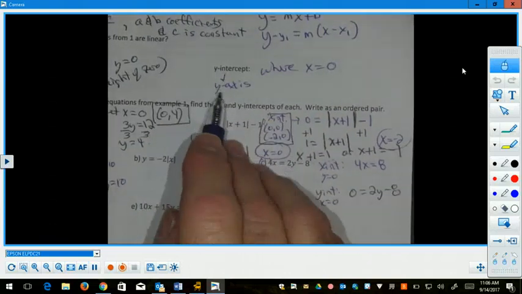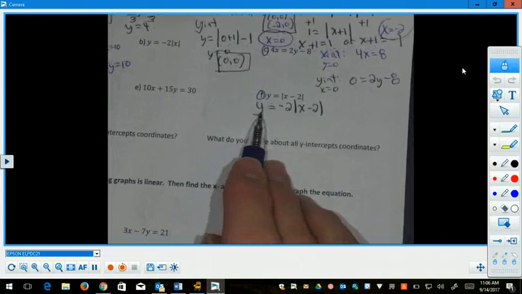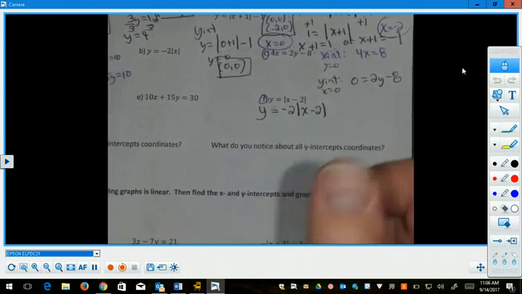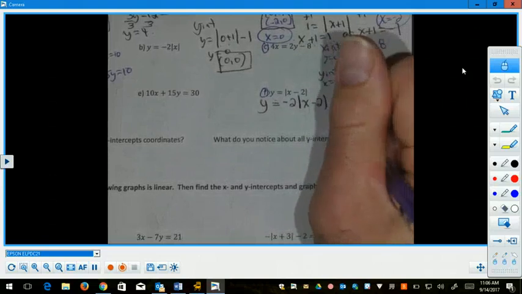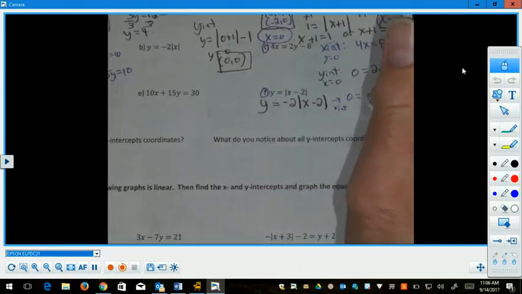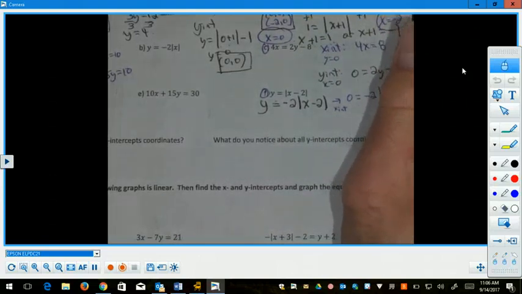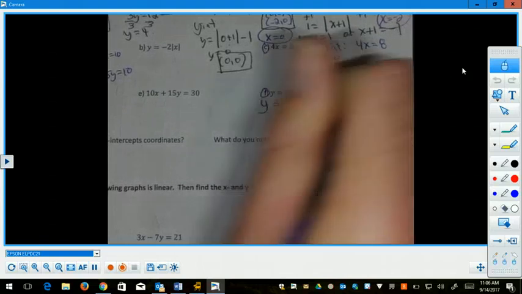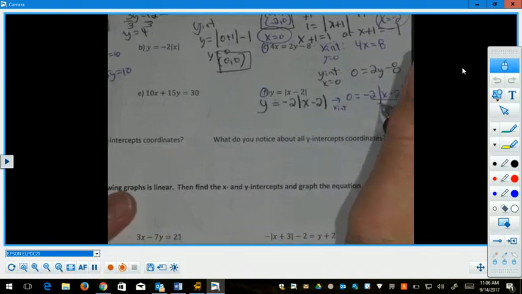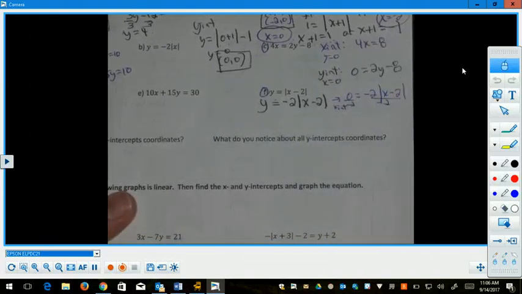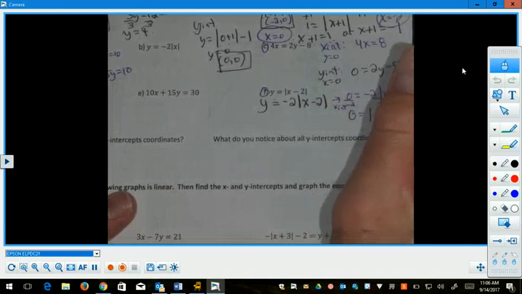So here we have this one. What should I do first if I'm solving for my x-intercepts? I'm going to plug in 0, right? To find my x-intercepts, I plug in 0. I have 0 equals -2 times the absolute value of x minus 2. What do I need to get rid of first? The -2. How am I going to do that? Divide by -2. What's 0 divided by -2? 0. So now it looks the same.